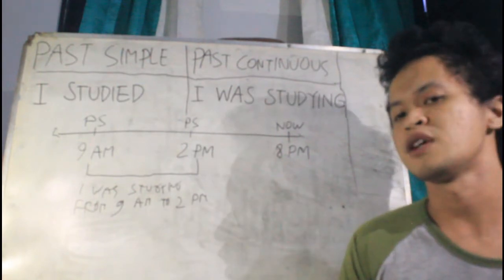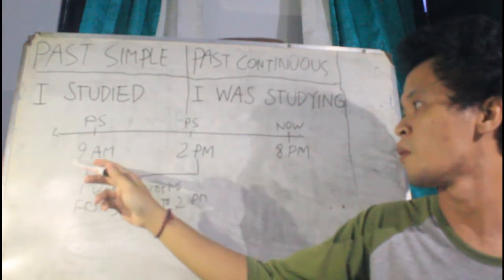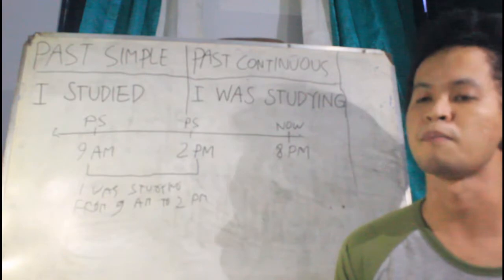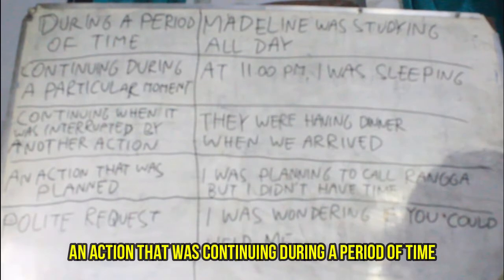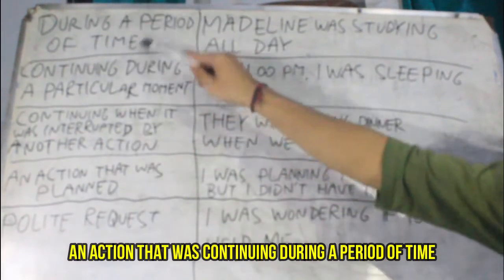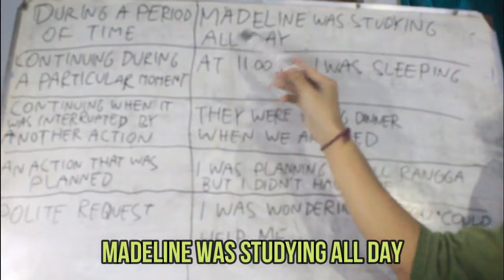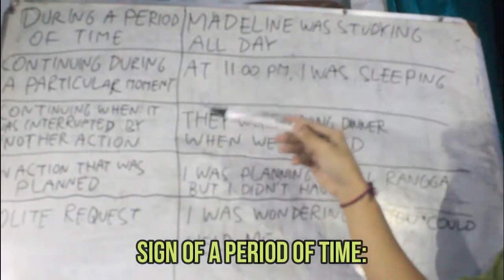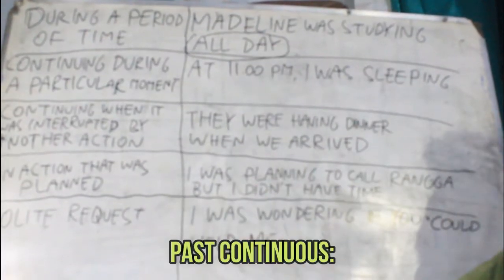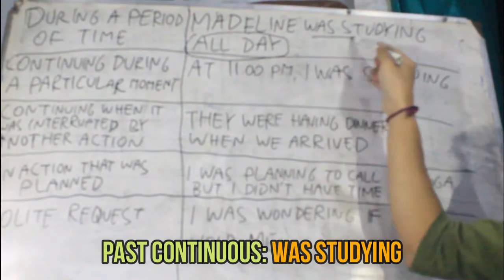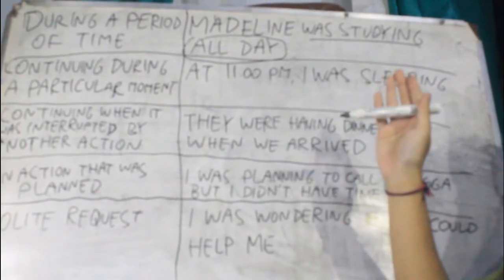Okay, so that's the basic explanation of the timeline to make it easier to know the differences between past simple and past continuous. Now let's look at when we use past continuous. We can use it to talk about an action that was continuing during a period of time. For example, Madeline was studying all day. So what is the sign of a period of time? All day. How about the past continuous? Here, was studying, because Madeline was studying all day at that moment.